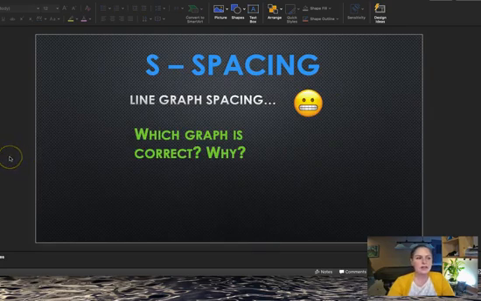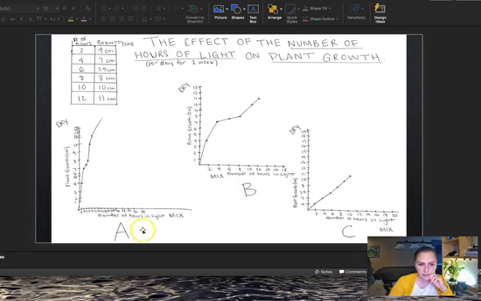Spacing is the last letter in TAILS. So we talked about title, axis labels, intervals, labels in general, and spacing. Spacing is super important, and I'll show you why. Here is graph A, B, and C. Okay, do you see how graph A is really, really scrunched, and then it's really tight up here?